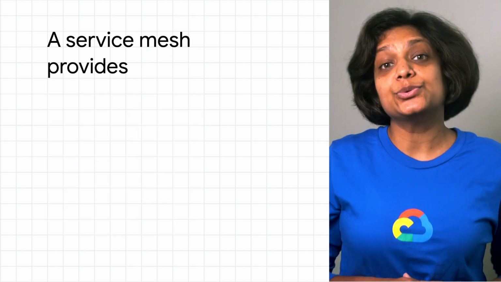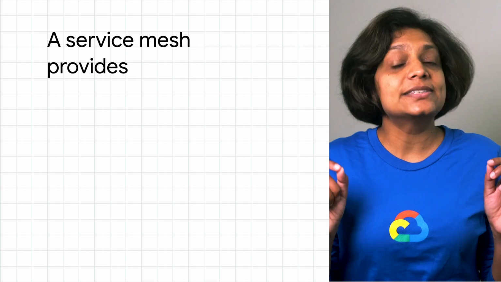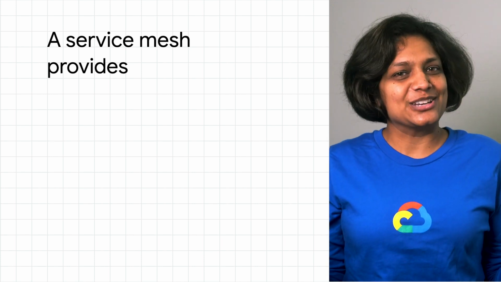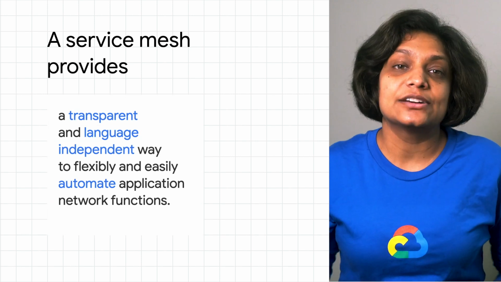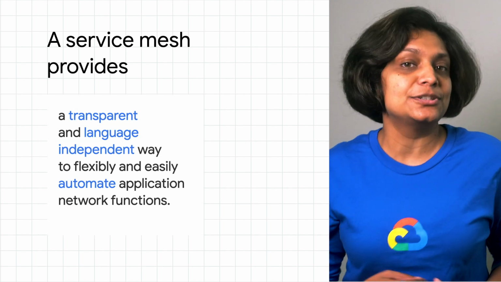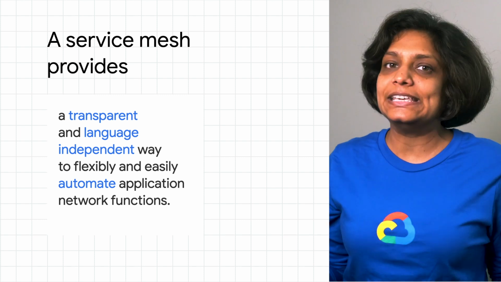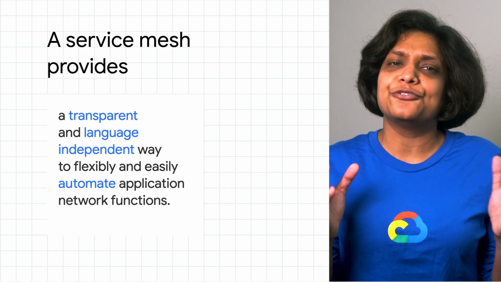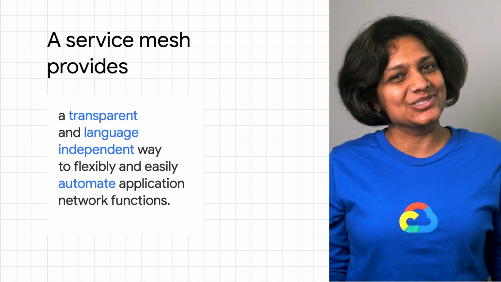These golden signals are the cornerstone of establishing and embracing SRE best practices at your organization. If you're looking into adopting these methodologies, the service mesh should be your solution. So, what is a service mesh? A service mesh provides a transparent and language-independent way to flexibly and easily automate application network functions, and it is a foundational component of Anthos.